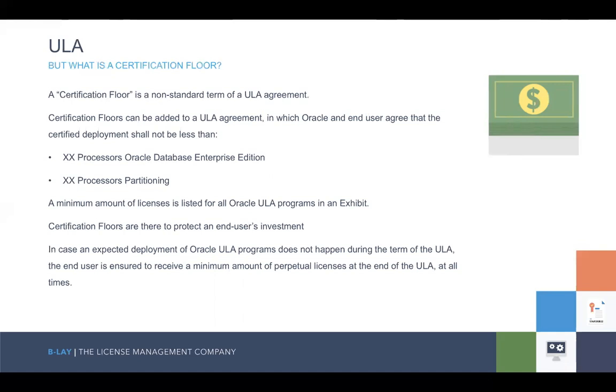So in my situation, in which you initially thought you're going to deploy 1,000, but you actually deploy 20, you would actually be able to say in such a certification floor, at all times, we will not certify less than, let's say, 600 processors. So if you have a new ULA, it is always recommended to have such a certification floor as part of your agreement to avoid that you are in a situation in which the number of licenses you can certify at the end of the ULA is really small.